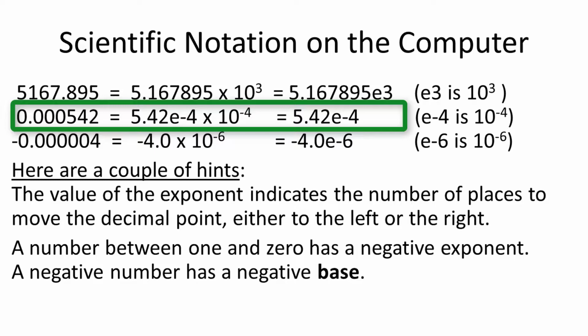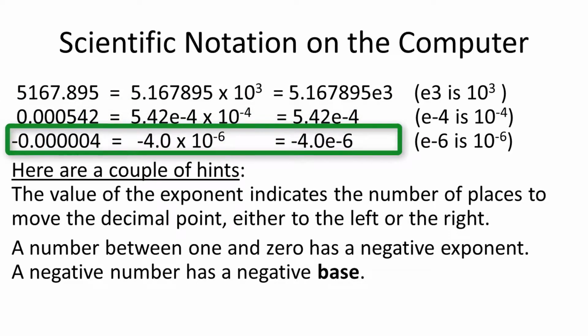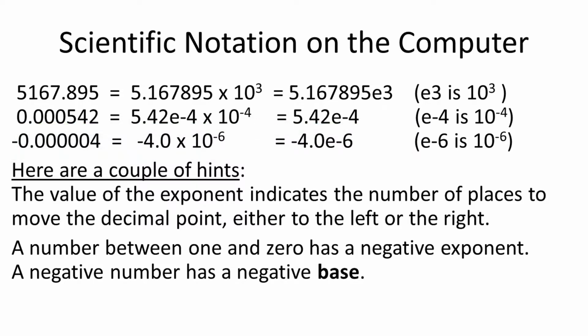0.000542 is the same as 5.42 times 10 to the negative 4, and displayed as 5.42E-4. Negative 0.00004 is the same as negative 4e-6 and displayed as negative 4e-6. Here are a couple of hints. A number between negative 1 and positive 1 has a negative exponent. A negative number has a negative base.